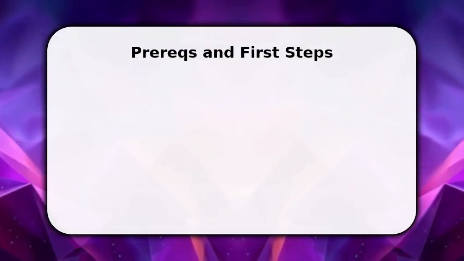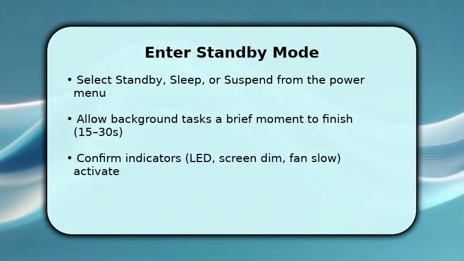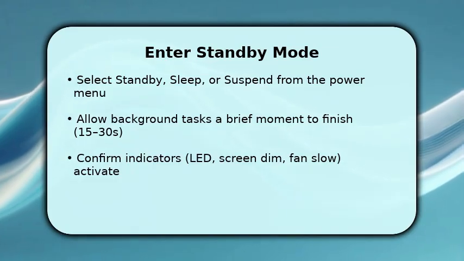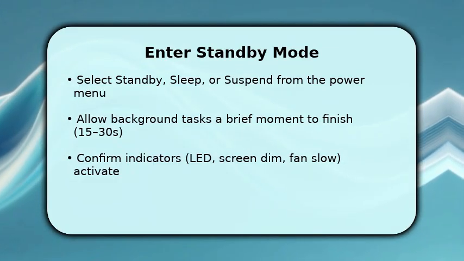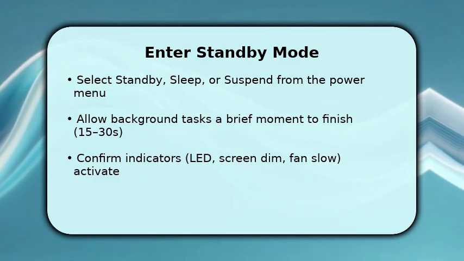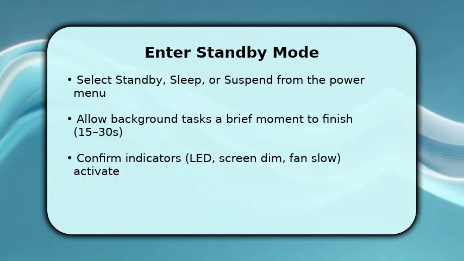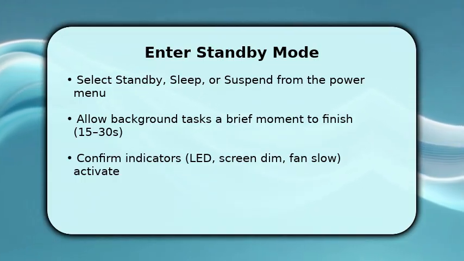You now execute the core transition into standby. From the power menu, choose standby, sleep, or suspend depending on your system. That tells hardware to reduce power while preserving state. After selecting, give background tasks about 15 to 30 seconds to complete writes and network handshakes so you avoid corruption.